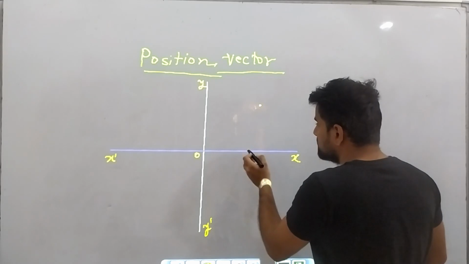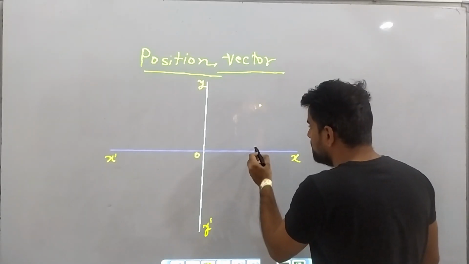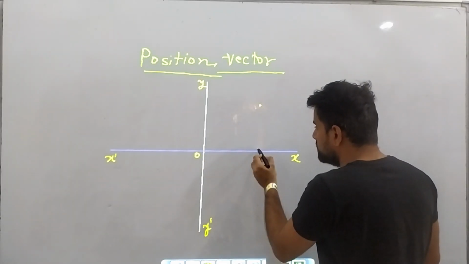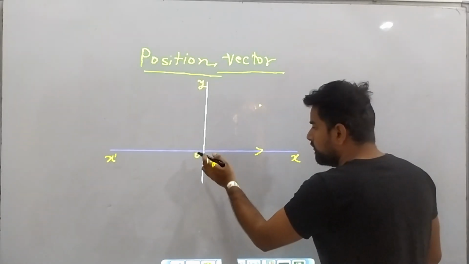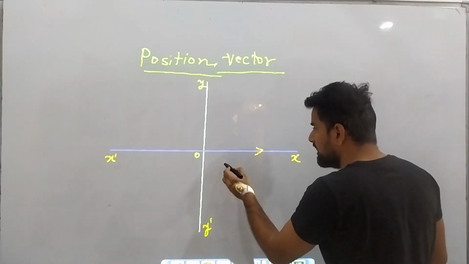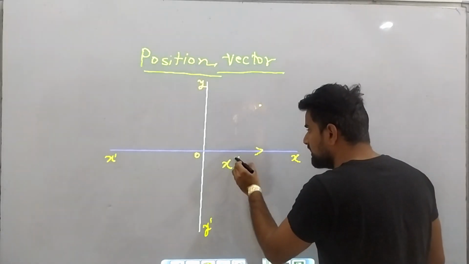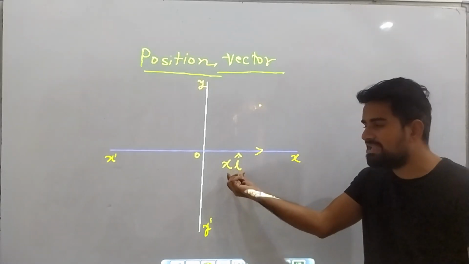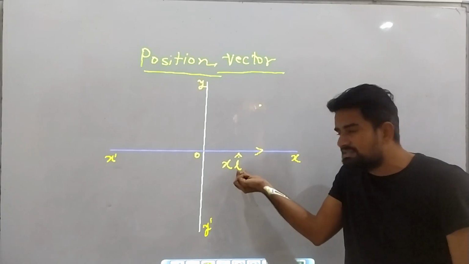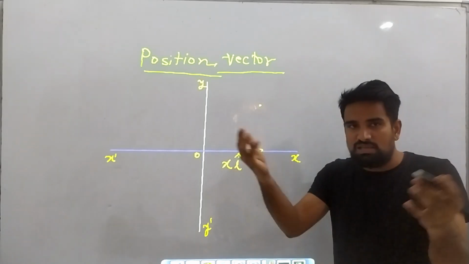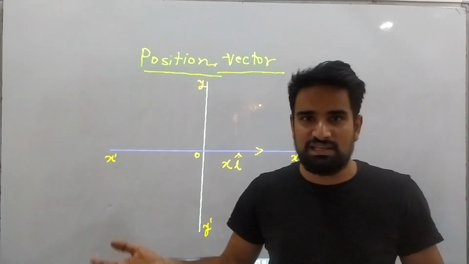All right. And if I make some movement from origin to here, let's say I moved x steps in the direction of i cap. So this becomes x i cap. This is a magnitude and this is a direction. Magnitude and direction makes what? You already know that this is a vector.